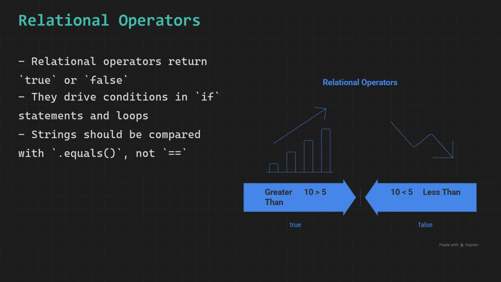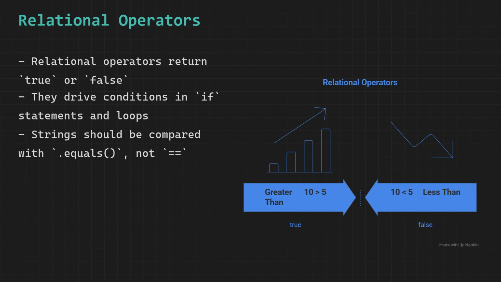Relational operators are the foundation of decision-making in Java. Every if statement, every loop condition, and every comparison relies on them. They always evaluate to either true or false and nothing else. Looking at the diagram, all 6 operators are shown with example values and the pattern is straightforward.